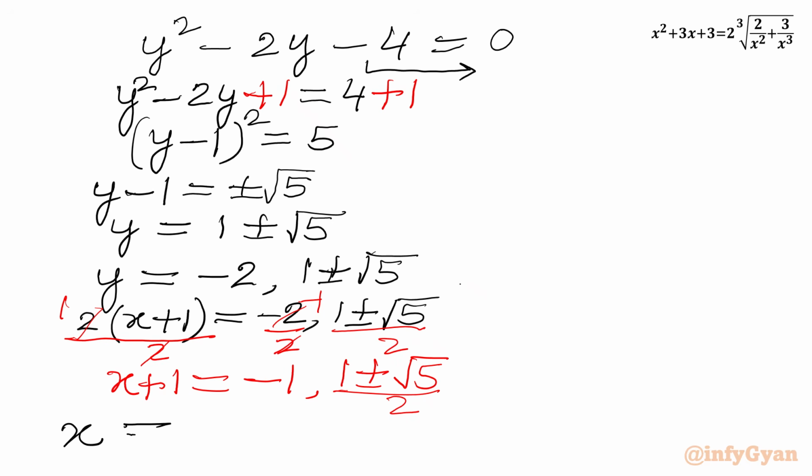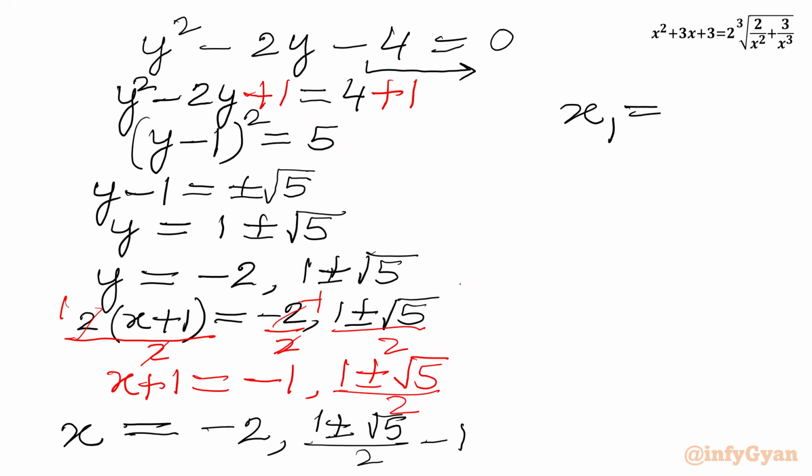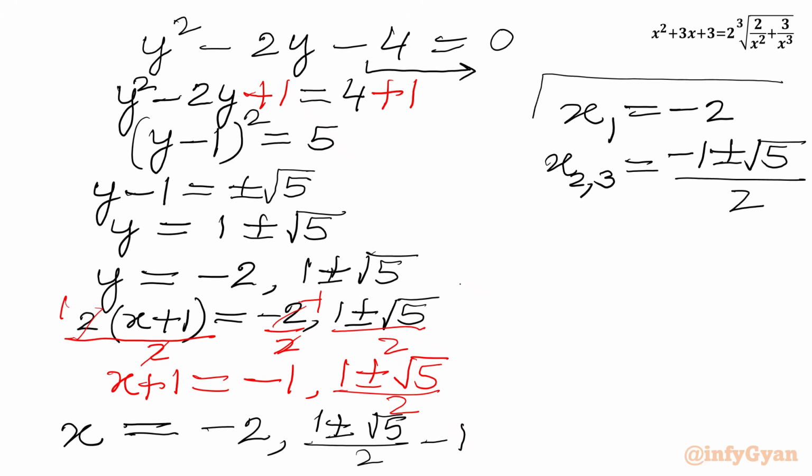We will get x = -1 - 1 = -2, and we will write here (1 ± √5)/2 - 1, which will give us, let me write x1 = -2, x2, x3 will become 1 - 2 is -1. So (-1 ± √5)/2. So overall we have 3 real solutions: -2 and (-1 ± √5)/2.